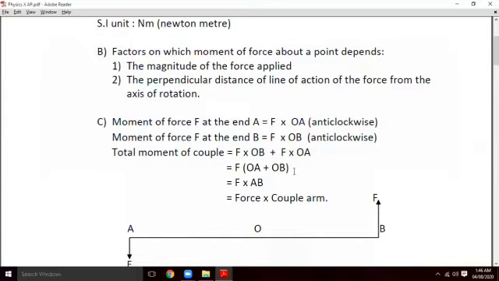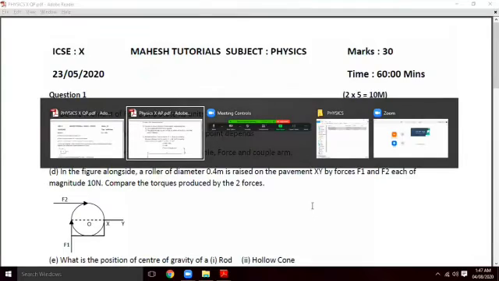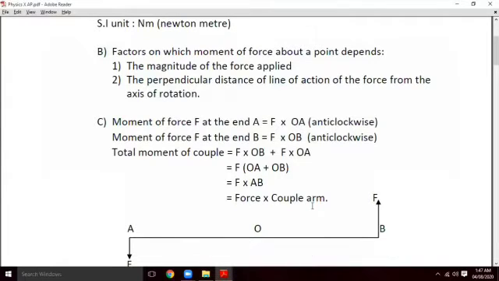F is taken as common. We have OA plus OB, which is the entire length AB from one point of application of force to the other point of application of force of the rod in the discussion. And therefore, we call that a couple arm. So the relation is very simple. Moment of couple is equal to force into couple arm. If you mentioned the entire derivation as mentioned here on the answer paper, then please award yourself with 2 marks. Do you need to draw the diagram? I would suggest you to always draw a diagram for such a question.